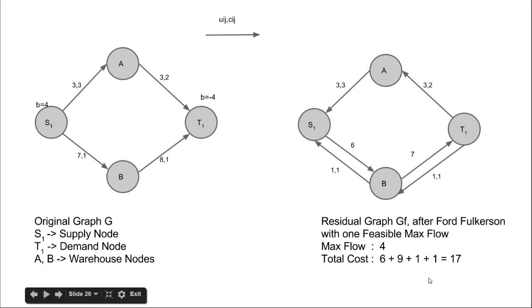If there are no negative cycles, then this is the minimum cost. Now we need to check if there are negative cost cycles. So how do we do that? First, we need to create a cost network. How do we create a cost network?